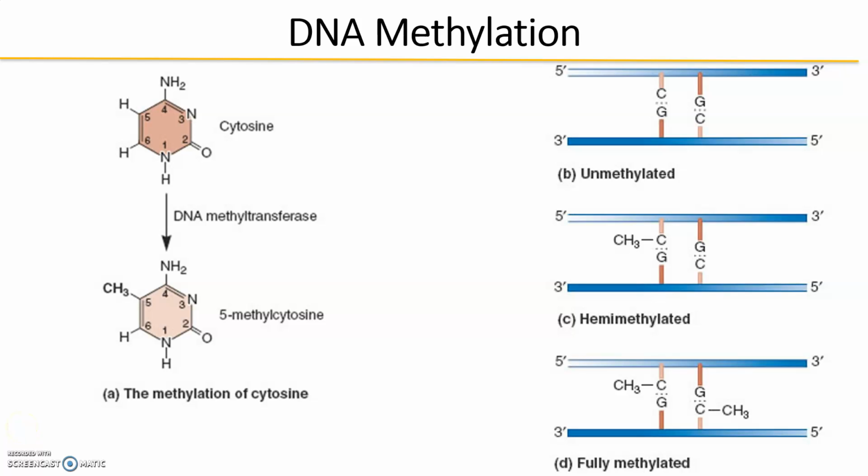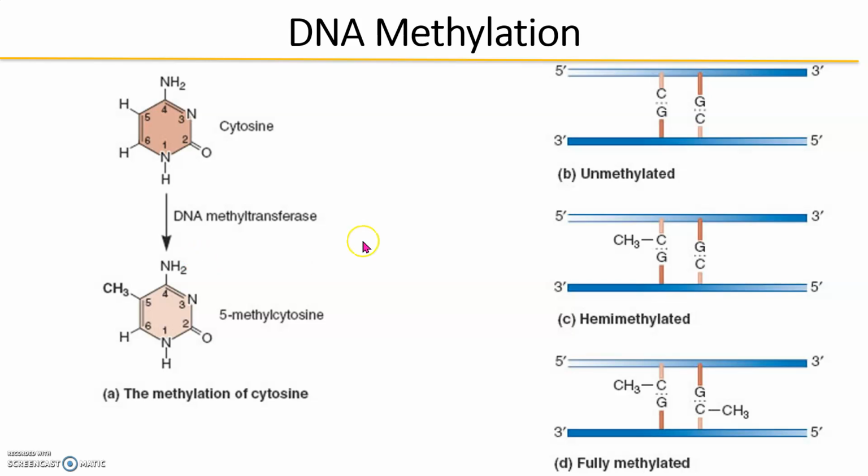We have mentioned DNA methylation before, but we have yet to go into detail about what's going on. So DNA methylation usually refers to a methyl group on cytosine. Here we have a cytosine, and DNA methyltransferase is responsible for putting a methyl group on this cytosine at the 5 position, creating a 5-methyl cytosine.